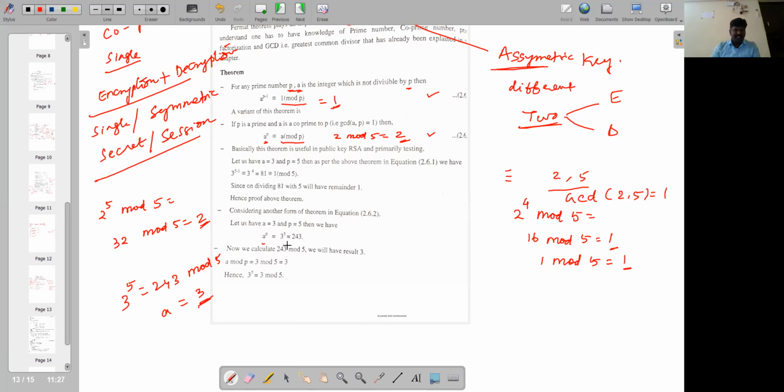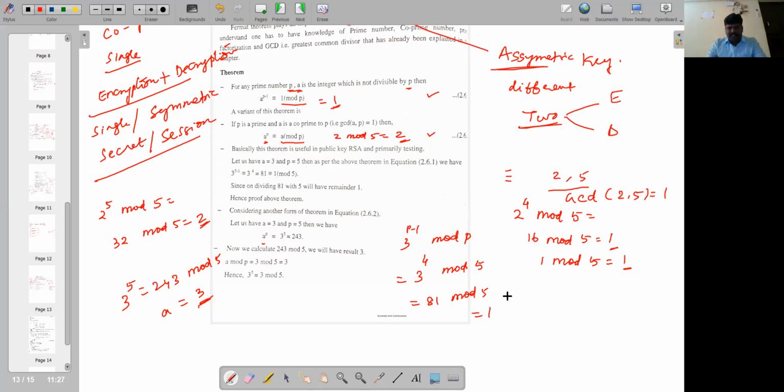We can try the same with 3 power p minus 1, which is 3 power 4 mod p, where p is equal to 5. So 3 power 4 is 81, correct? 9 nines are 81. So 81 mod 5 will give the value 1.